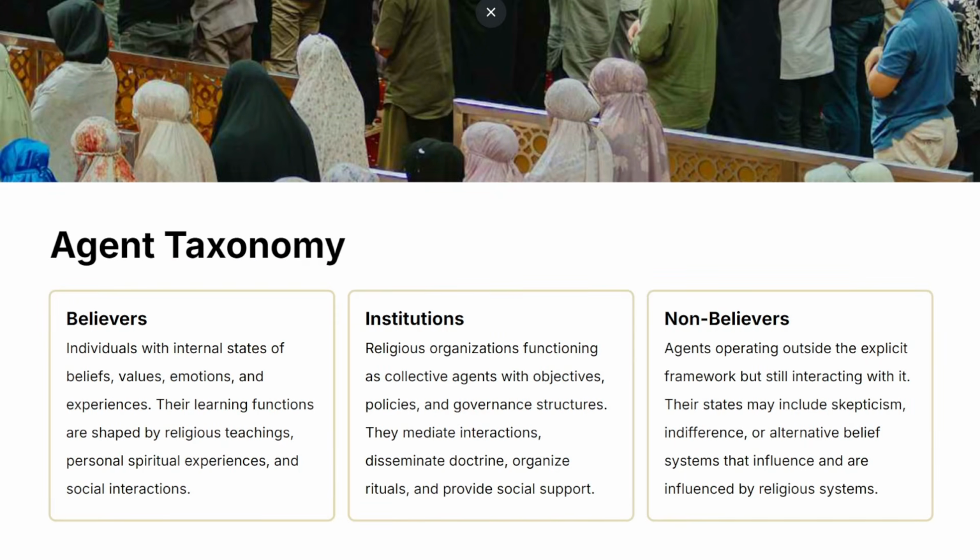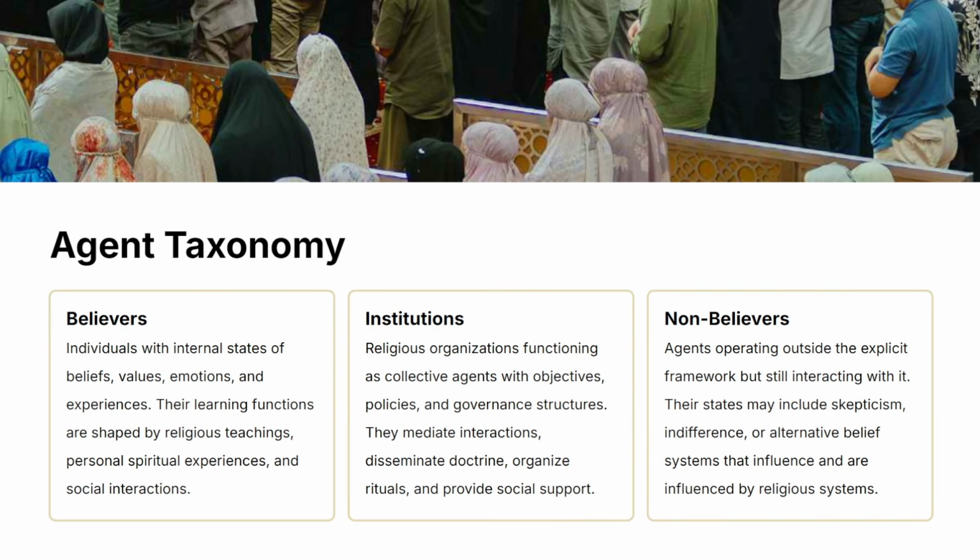So now let's talk about the agent taxonomy. In modeling a religious system as a complex adaptive system, we need to understand the different types of agents within the ecosystem. If you are dealing with any sort of technology and AI system, especially now that we talk a lot about agents and agentic AI cases, you need to also think of the role of agents in all these different systems. In a religious system, we can categorize all these players into three broad types.